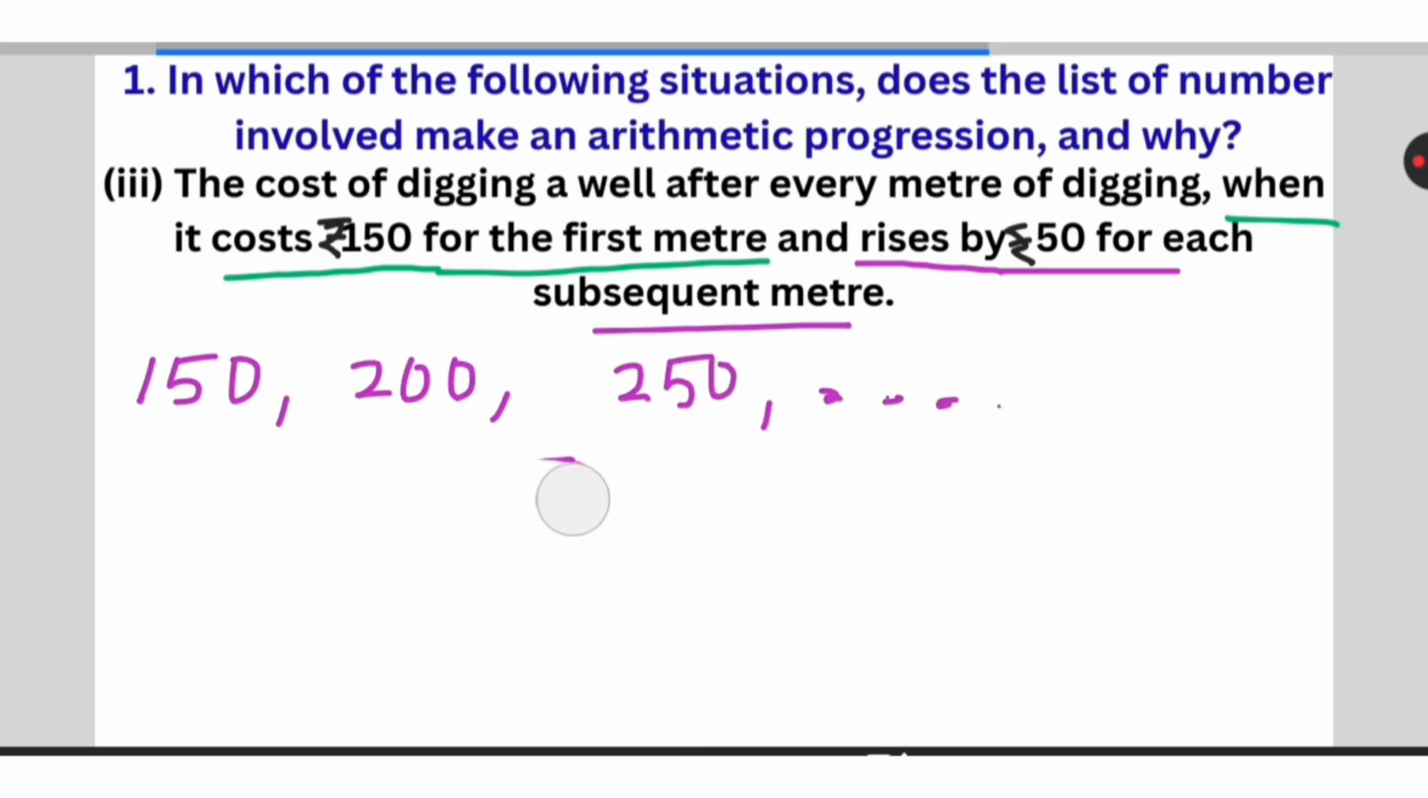But does this sequence form an arithmetic progression or not? We need to check it. We can say that the given sequence is an arithmetic series if the common difference is the same, then we can say that it forms an arithmetic series.